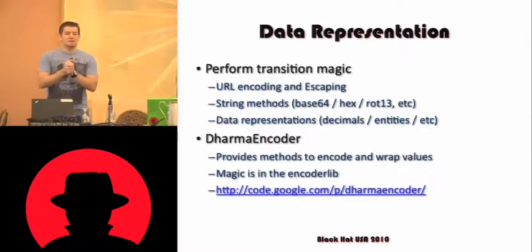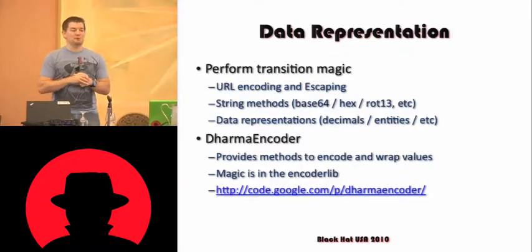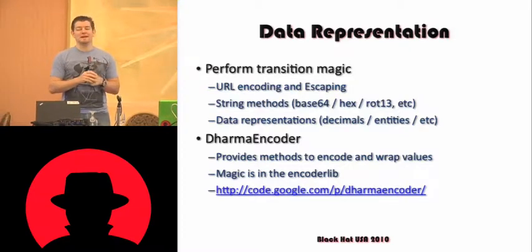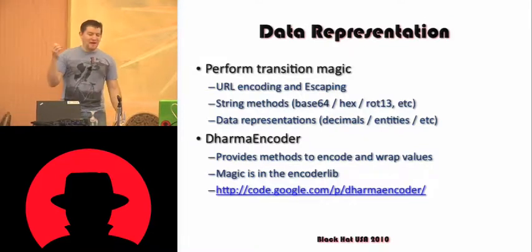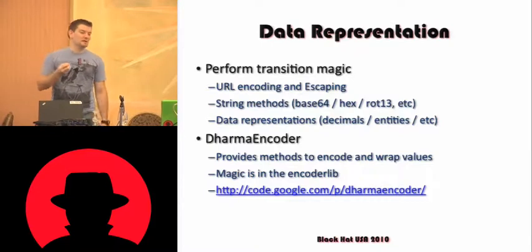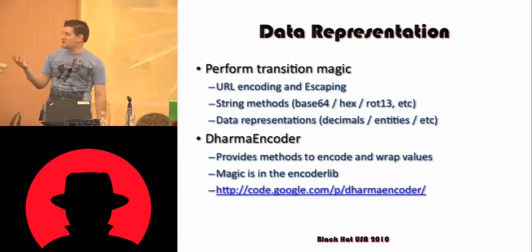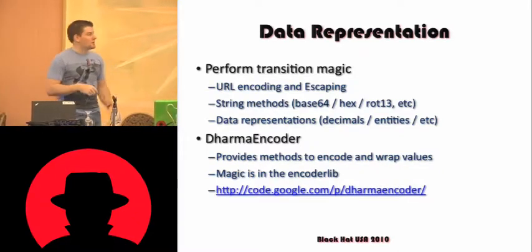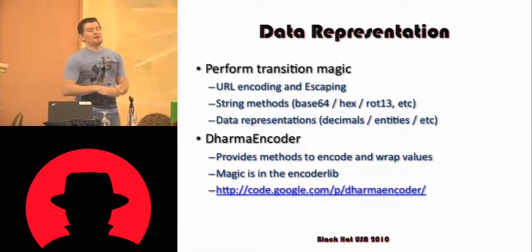So, data representations. Anybody who's ever done any web testing knows about encoding in different formats and data representations. Sometimes browsers like IE understand different encoded formats versus Firefox. So Python has string methods, just like any other object-oriented language. Every string in Python is an object. One of the features you can do is .encode. So if you did string.encode, base64 or hex or rot13 even.